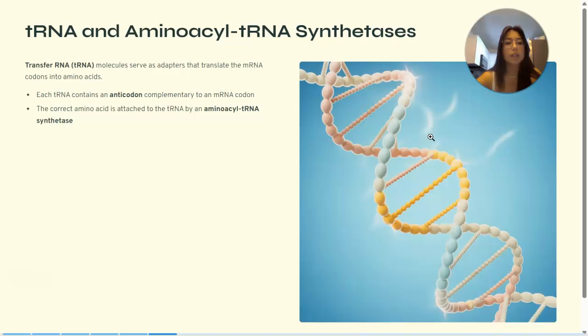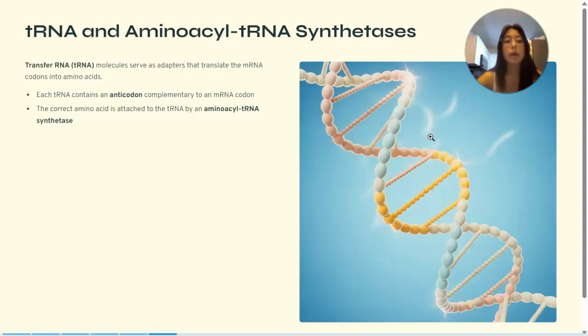tRNA and aminoacyl tRNA synthetases. Transfer RNAs act as molecular interpreters of the genetic code. Each tRNA has an anticodon region that base pairs with a complementary mRNA codon and a 3' end where a specific amino acid is attached. The attachment is facilitated by enzymes known as aminoacyl tRNA synthetases, which recognize both the correct amino acid and its corresponding tRNA.